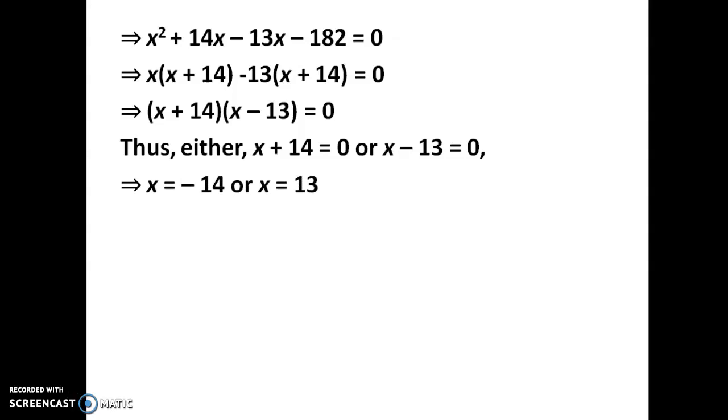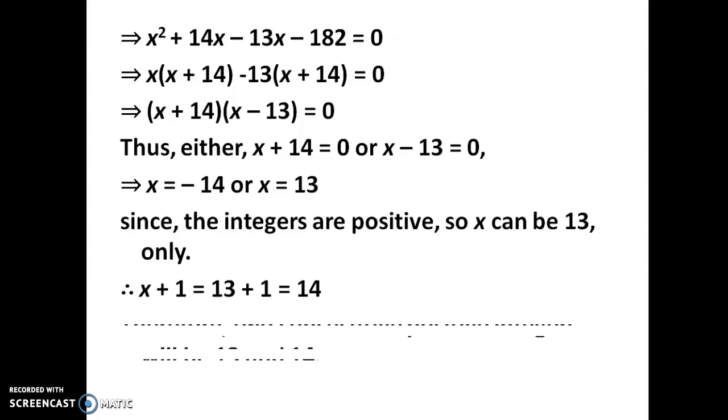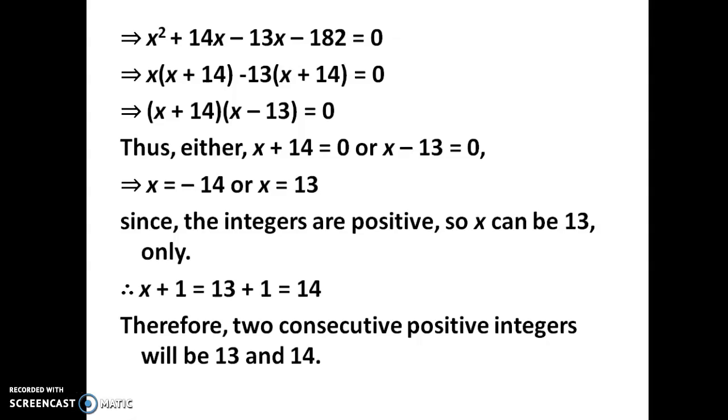So after taking the constant to the RHS, I got x is equal to minus 14 or x is equal to 13. Okay. So since the integers are positive, x can be 13 only. In the question itself it is given two positive integers. So that means minus 14 is not possible because it's negative. So only 13 is possible. So x value is 13. So one number is 13 and one more number, that is x plus 1, is 13 plus 1 equal to 14. So 13 and 14 are the two consecutive positive integers.